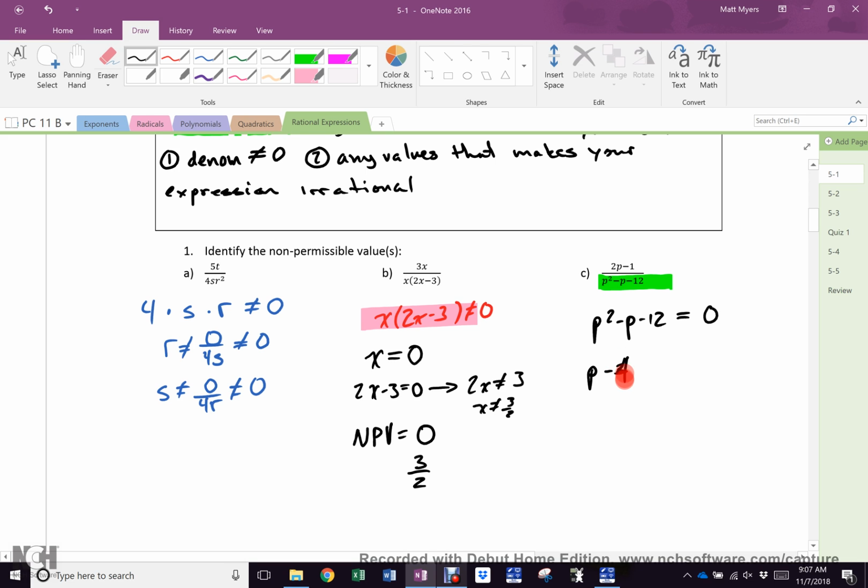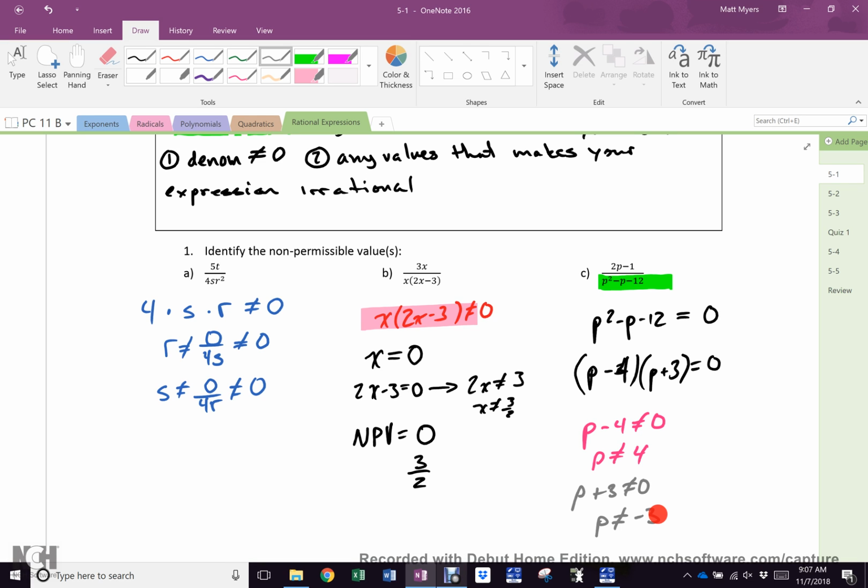P minus 4, P plus 3, correct? And now we know that P minus 4 can't be 0, so P can't be 4. And we know P plus 3 can't be 0, so P can't be negative 3. Does everyone understand?